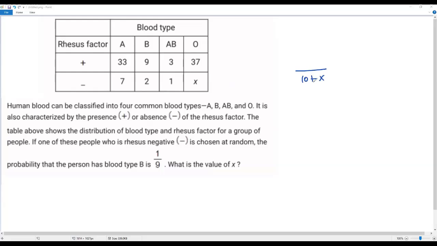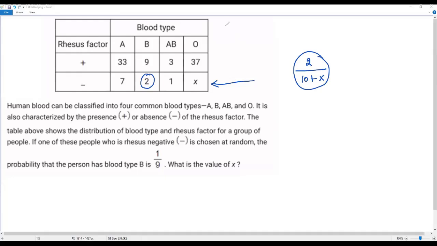So we are trying to find the probability that the chosen person has blood type B. In the same row, we have to get the number of people who have blood type B. That is 2. So that should be written in the numerator over here. So this gives the probability that if a person who is rhesus negative is chosen at random, the person has blood type B.